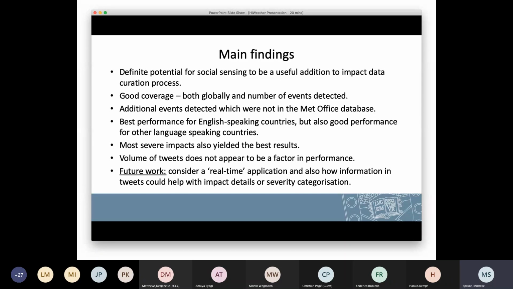In terms of future work, we'll look at considering some sort of real-time application so that we can detect events much faster than waiting for news reports to come out. Also, once we've collected all this Twitter data, those tweets contain text, which is telling us information about how people were impacted, not just where they were impacted. So that could help with getting information about the impacts they experienced and also the severity categorisation.